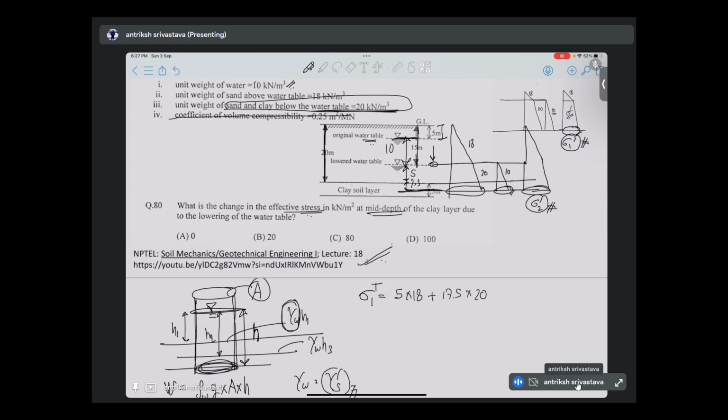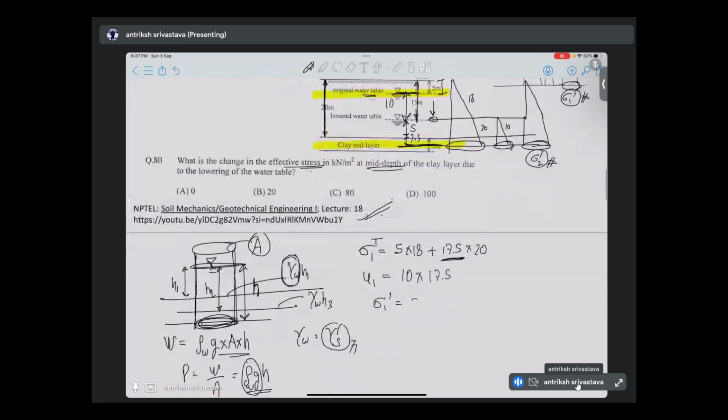But to get the effective pressure, we have to subtract the water pressure. So water is starting from this location and it is going all the way. So we have to subtract 10 into, what is the depth? So we have 10, 5 and 2.5. So whatever the saturated depth we had, we have the same depth here, the 17.5. So the effective stress in the first case is going to be 5 into 18, that is I think 90, plus 17.5 into 10, so 175.